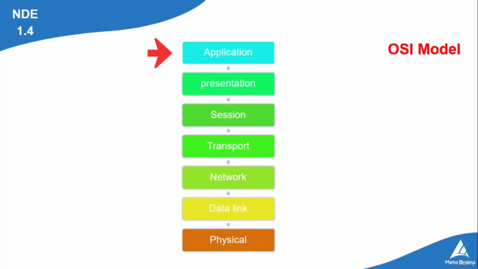Layer 7, application layer, used by end-user software like web browsers and email clients, sends and receives information that is meaningful for end users using protocols like HTTP, FTP, and DNS.